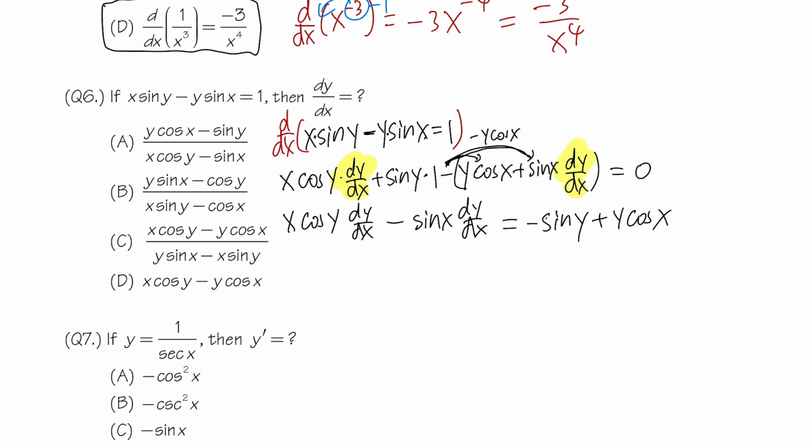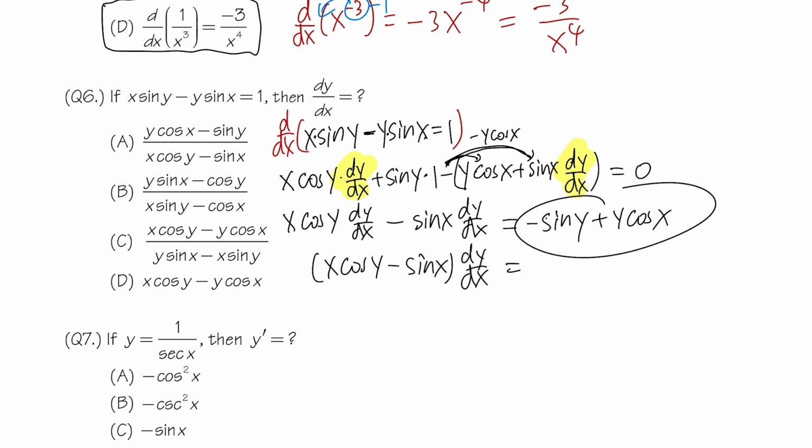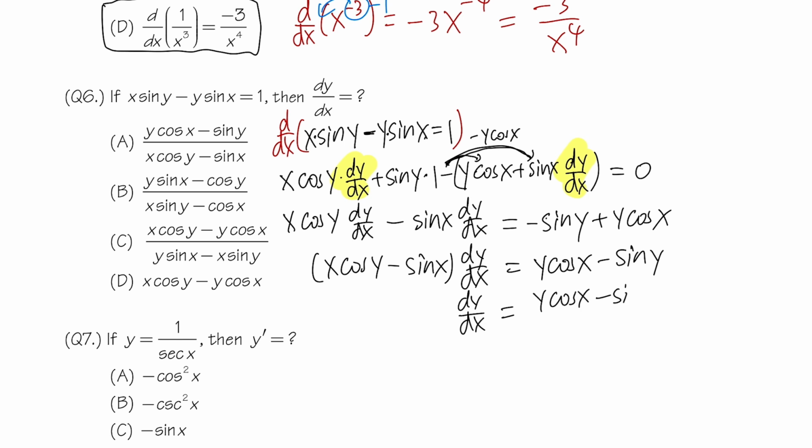All right, now we can factor out the dy dx, and usually I like to put the dy dx at the end. So I'll just put down x times cosine y minus sine x times dy dx equals this, but let me just change the order to be y times cosine x minus sine y, because that will match the solution better later on. And finally, we just have to divide this on both sides. So, ladies and gentlemen, dy dx equals y cosine x minus sine y over x cosine y minus sine x.